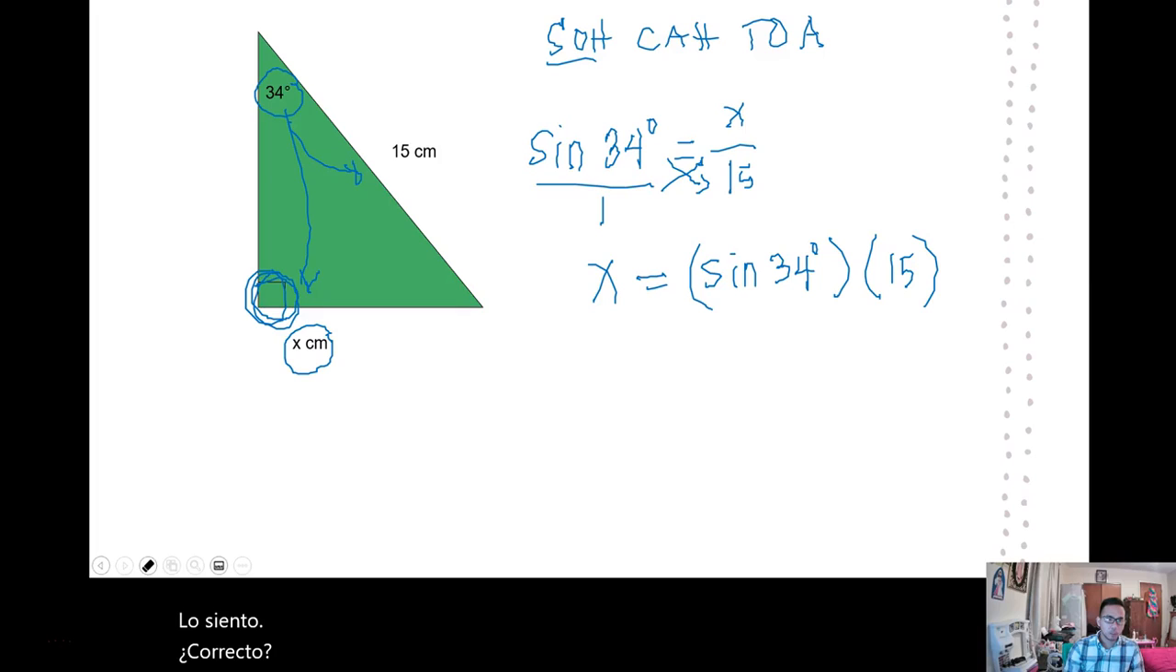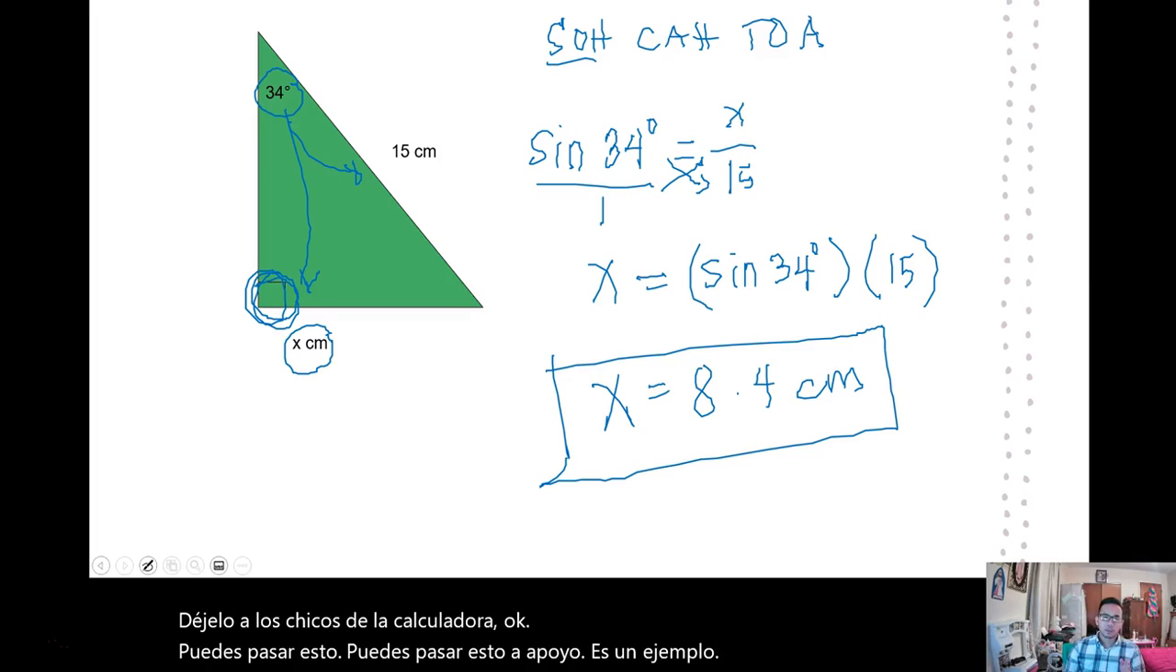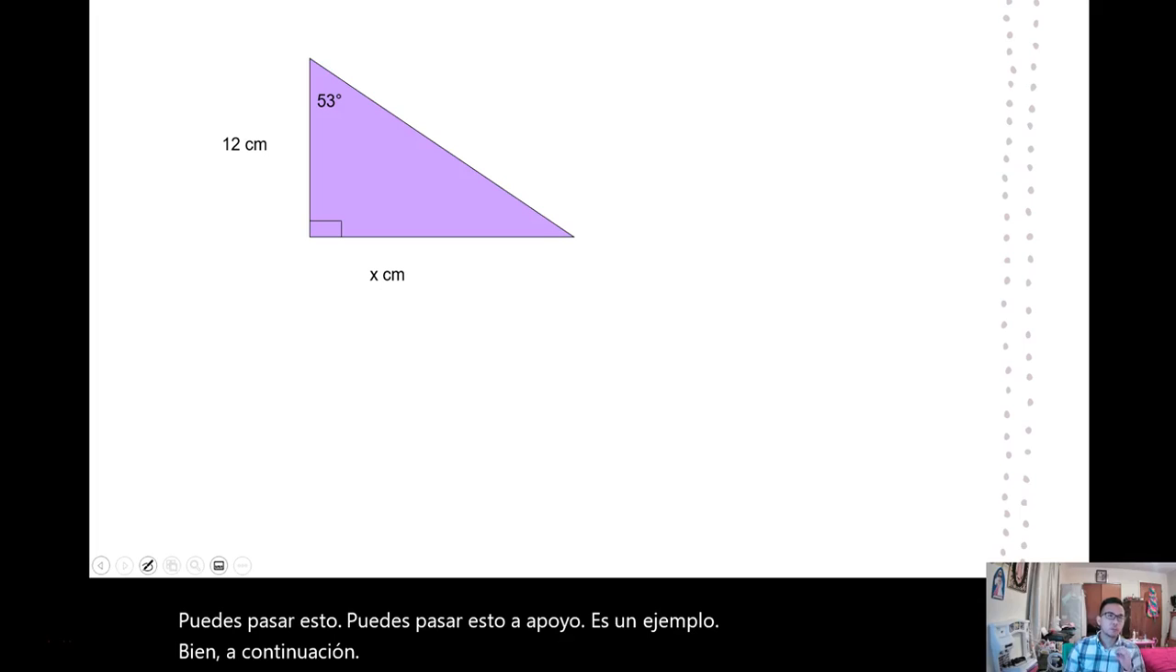Okay, 8.4. So x is equal to 8.4 centimeters. Leave it to the calculator, guys. You can pause this one to copy this example. Next, again, do not forget to put your calculator on degree measure.